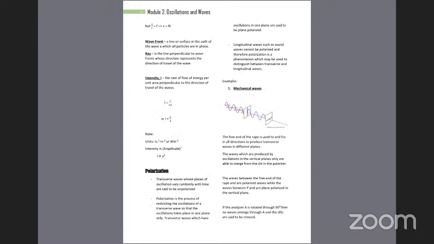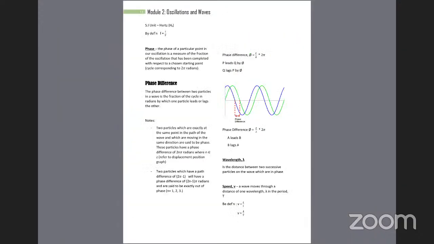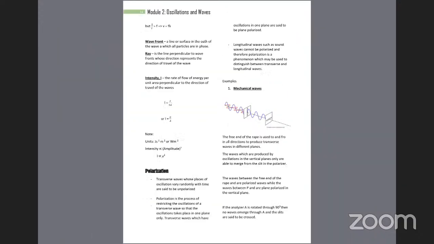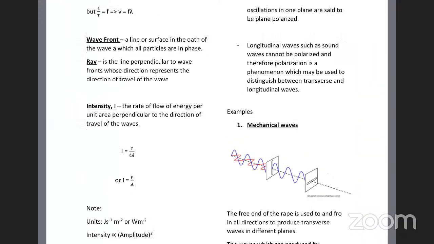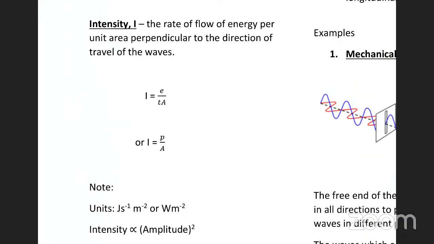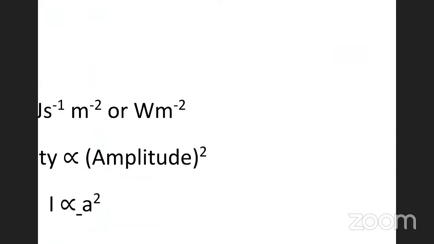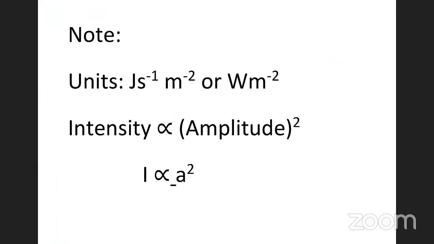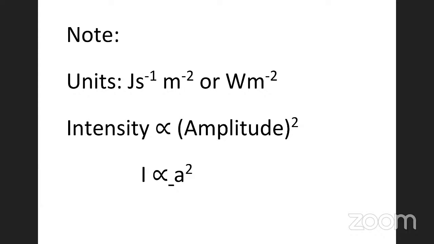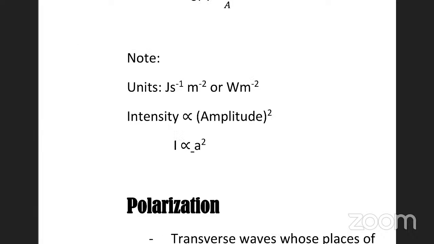So we looked at wavelength, we looked at phase difference, right? We looked at this new one here called intensity. Intensity is power on area, right? Power on area. The SI unit is watts per meter squared. And the relationship is intensity is proportional to amplitude squared. All right.